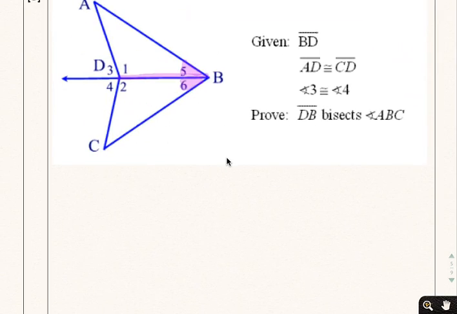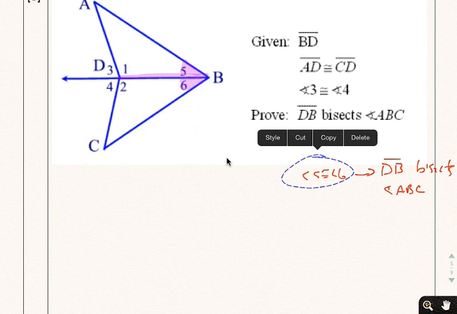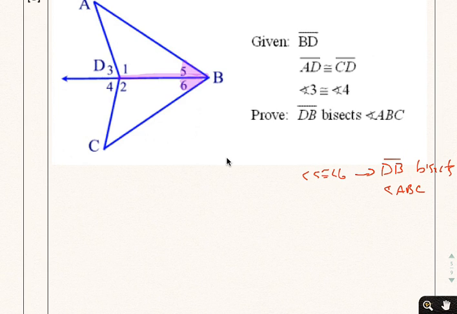I'm going to go ahead and start kind of building our visualization. If I want to prove that DB bisects angle ABC, well, to do that, I actually have to prove that angle 5 is congruent to angle 6. And that's because that's the definition of bisection. If something's been bisected, that means the angles are congruent. So if the angles are congruent, that means the angle's been bisected.